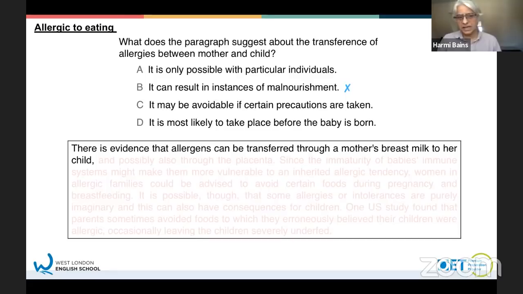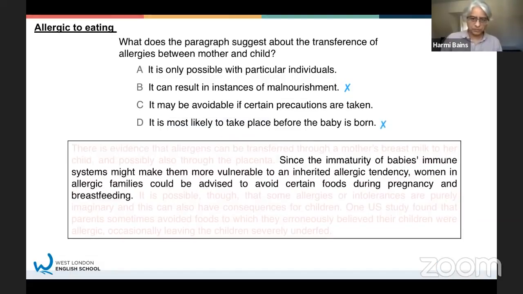Looking at the first sentence here, it says evidence that allergens can be transferred. Again, you might think it's answer D, most likely to take place, can be transferred. They're similar, but they're not the same. So if you did think the answer was D, again, the answer is wrong. Small differences there. Okay, the next sentence here, really it was telling us that babies' immune systems aren't properly developed, so they are vulnerable to allergy. So really, if you've got an allergy, let's say to peanuts, then just avoid eating peanuts altogether.